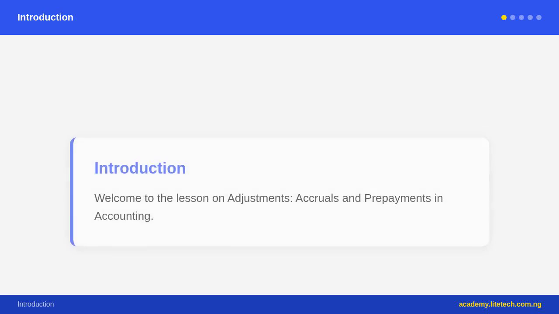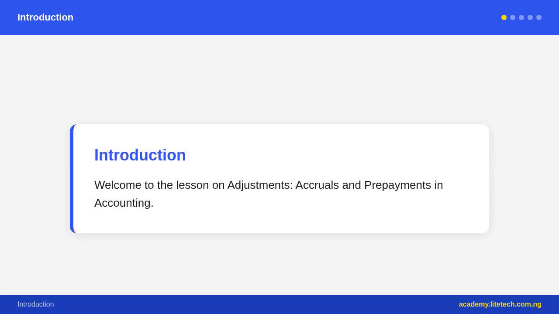Today we study adjustments, accruals and prepayments. Why are adjustments needed? Final accounts are prepared on the accruals, matching basis. Income and expenses are matched to the period in which they are earned or incurred, not when cash is received or paid. At year end, some expenses may not yet have been paid, accruals, or some may have been paid in advance, prepayments. These must be adjusted before the final accounts are complete.